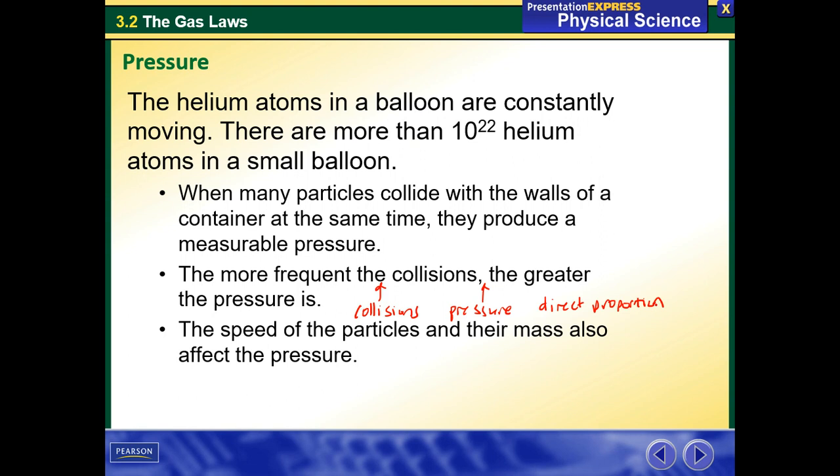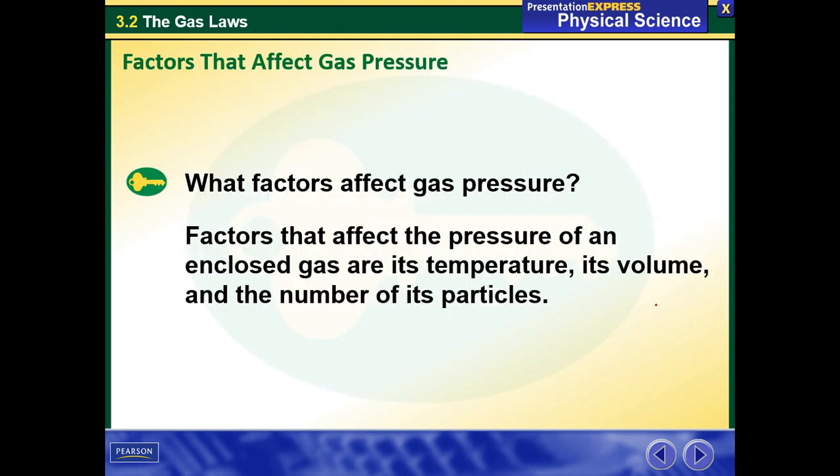We're also going to talk about speed and mass because those also do affect pressure as well. Besides those things, we're going to talk about other things that affect pressure too. Factors that also affect pressure of an enclosed gas are going to be temperature, volume, and the last thing is how many particles there are, or the number of particles.